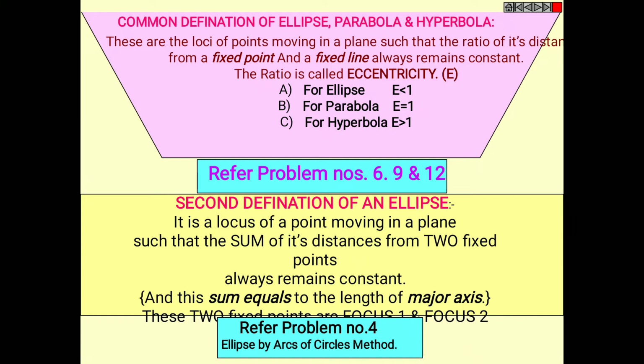The second definition of an ellipse: it is a locus of a point moving in a plane such that the sum of its distances from two fixed points always remains constant, and this sum equals the length of major axis. These two fixed points are focus 1 and focus 2, and refer problem number 4, where ellipse by arcs of circles method is used. I think it is the fourth method or something. So, it is another definition for ellipse. Just make a note of that.